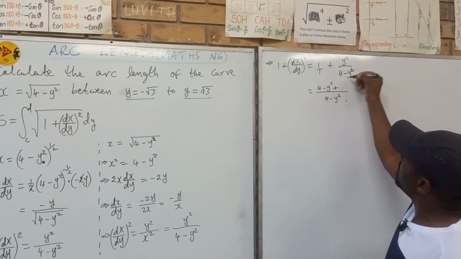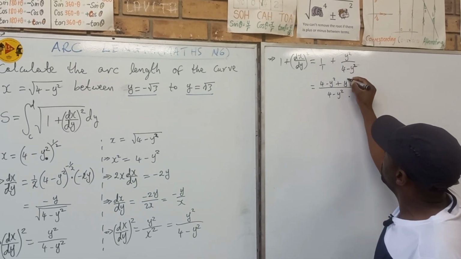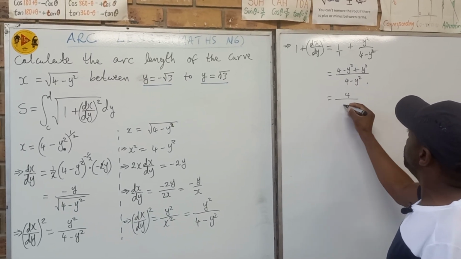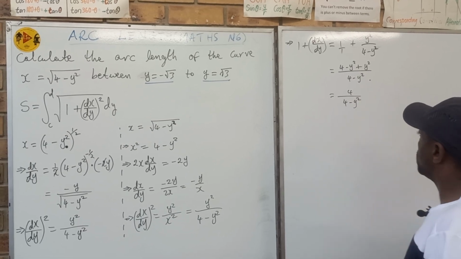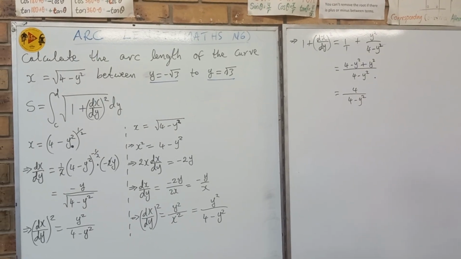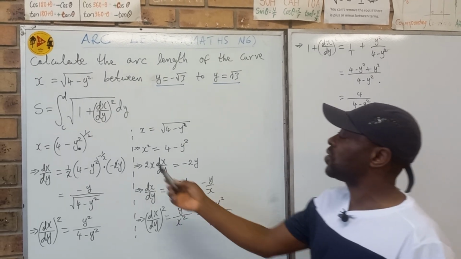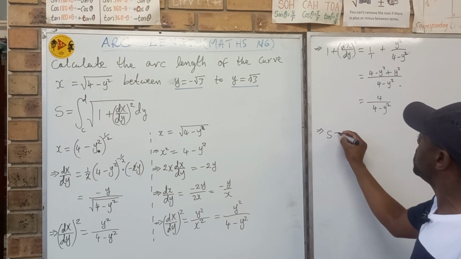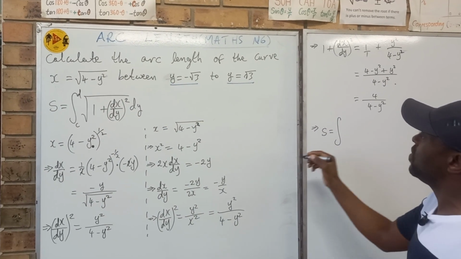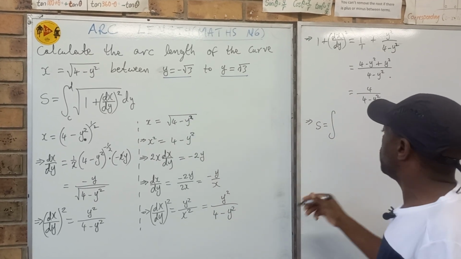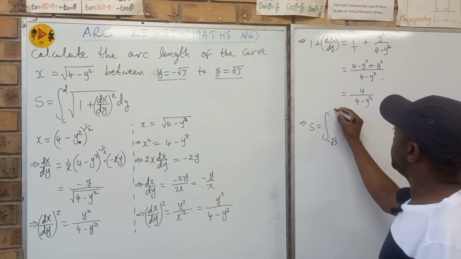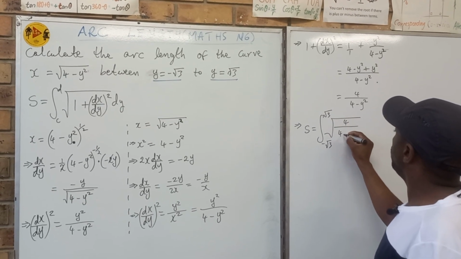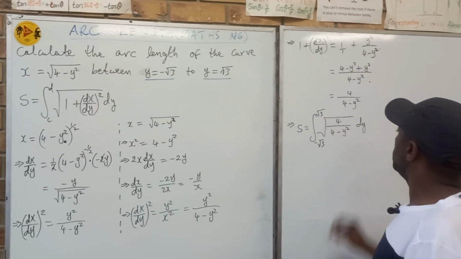With the LCD divide itself, it's 1 times y squared, it's y squared. You see that you have negative y squared plus y squared, which gives us 4 on 4 minus y squared. So that is what we have as the item that will go under the square root in our formula. So it's time now to start integration. So we're integrating from negative root 3 to 3. So you get the integral from negative root 3 to 3 of the square root of 4 on 4 minus y squared dy.